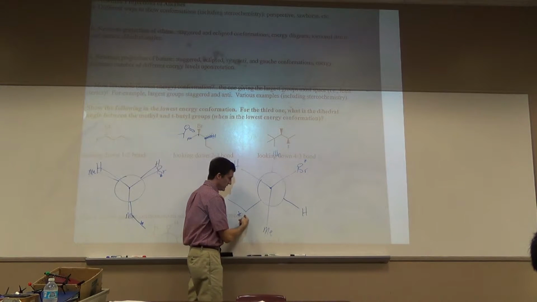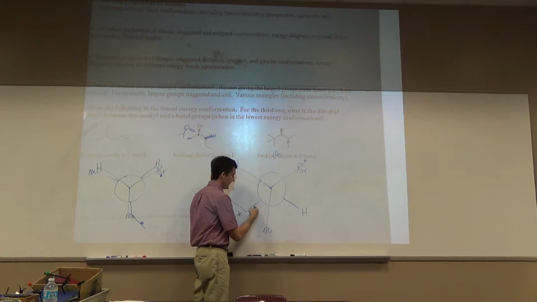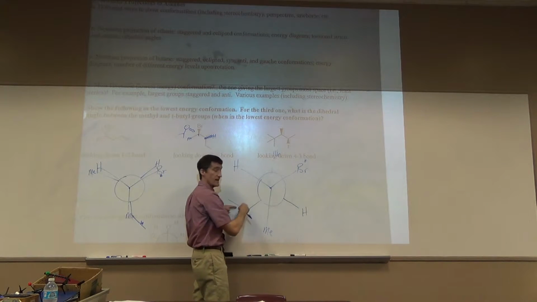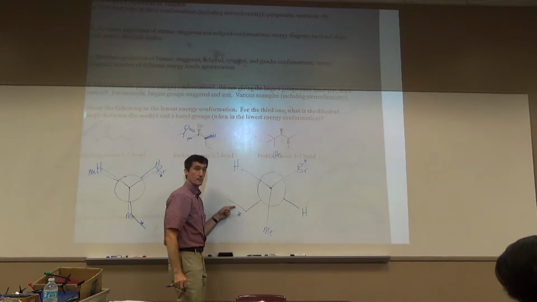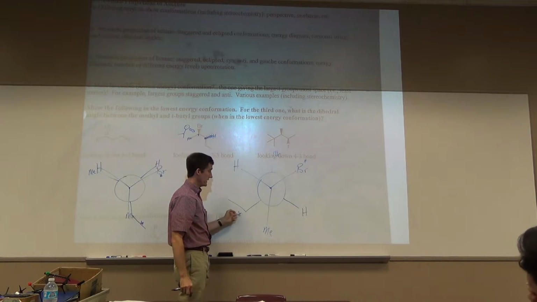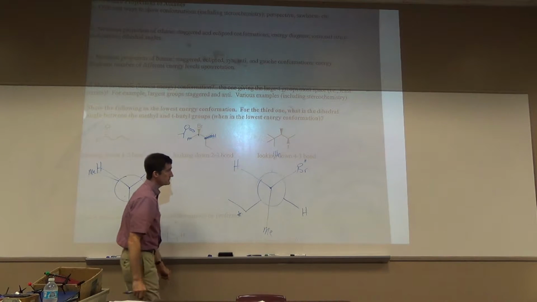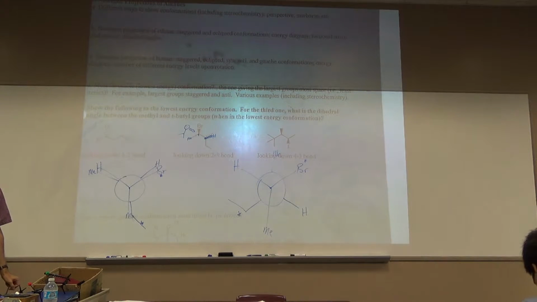You might say, well, look, this and this are gauche. Well, you're welcome to put this methyl anti to the ethyl, but guess what? Then the bromine will be gauche to this. That's not going to be as good. You don't want your bigger group gauche. So yes, you just have to have this. We have our largest groups anti.